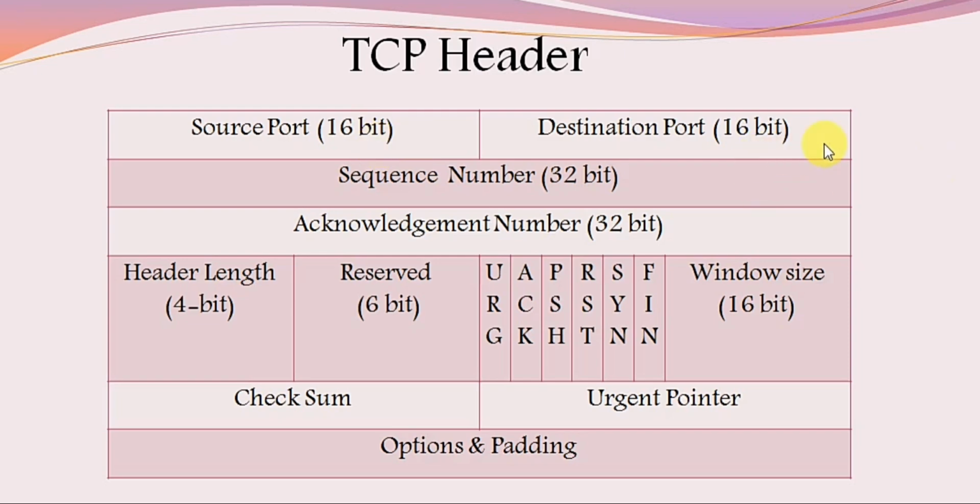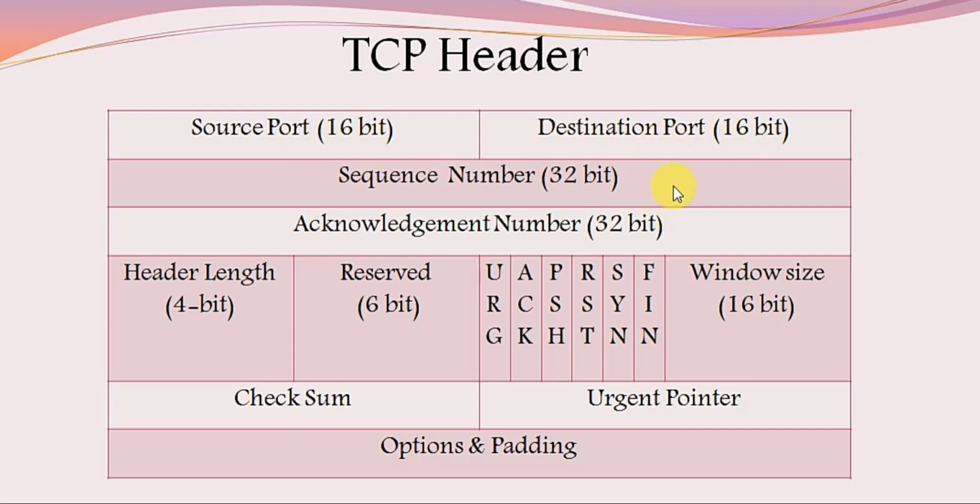In this range, from 0 to 1023, these port numbers are used as standard port numbers. For example, for the standard web browser protocol HTTP, the port number is 80. The remaining ports, from 1024 to 65535, are used in order to send or receive data. So this is the functionality of the source port and the destination port.